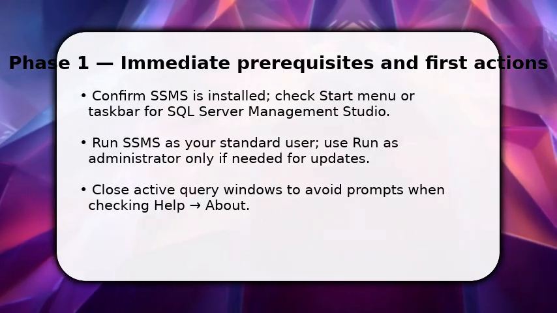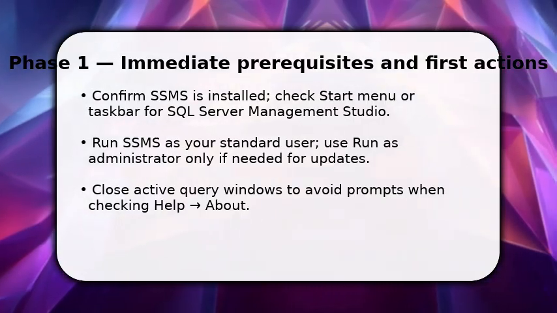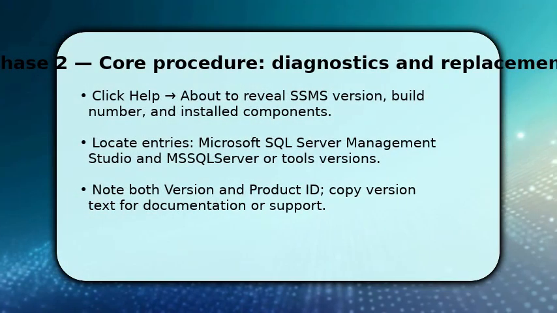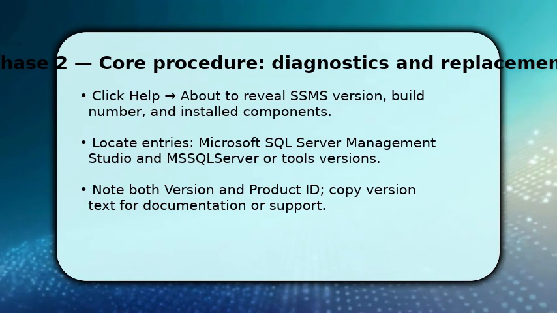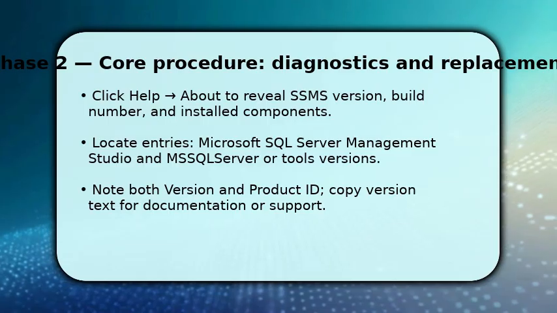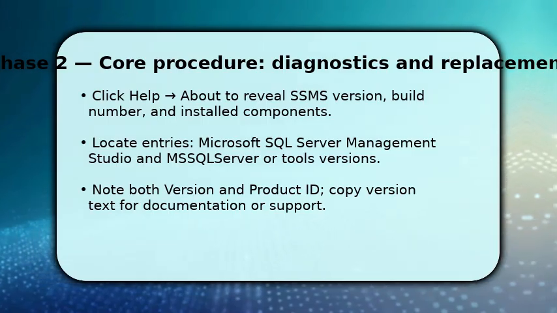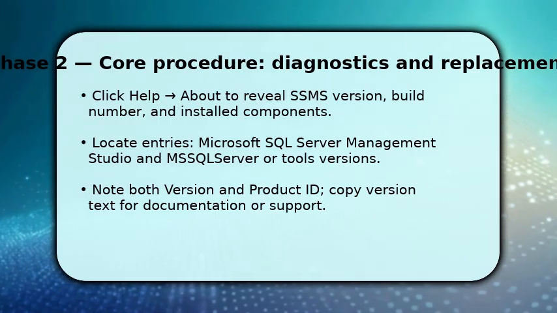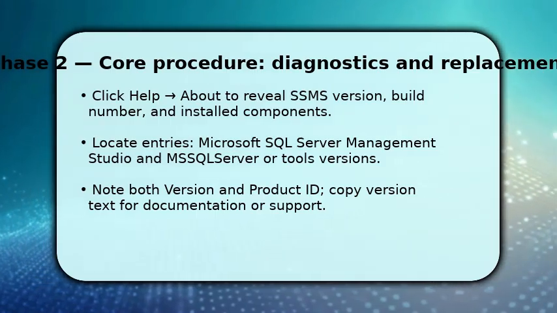Now navigate to the main menu bar. This next click uncovers the exact build and product details you need. Once you click Help and then About, a dialog appears listing SSMS and component versions. Read it carefully. You'll see a version string and a build number. Copy both. These tell you exactly what release you have and why some features behave differently.